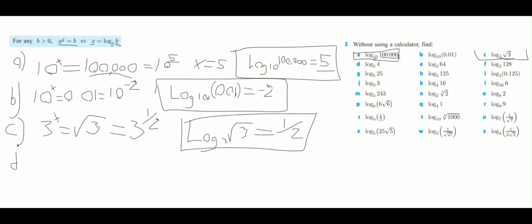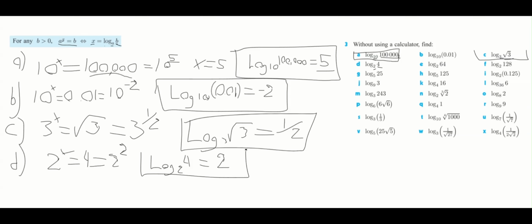Awesome. D, log base 2 of 4. A is 2, B is 4. 2 to the power of x equals 4. Obviously 2 to the power of 2. I cannot write a 2 to save my life. So that means log base 2 of 4 equals 2. And again, that 2 sucks. Awesome.